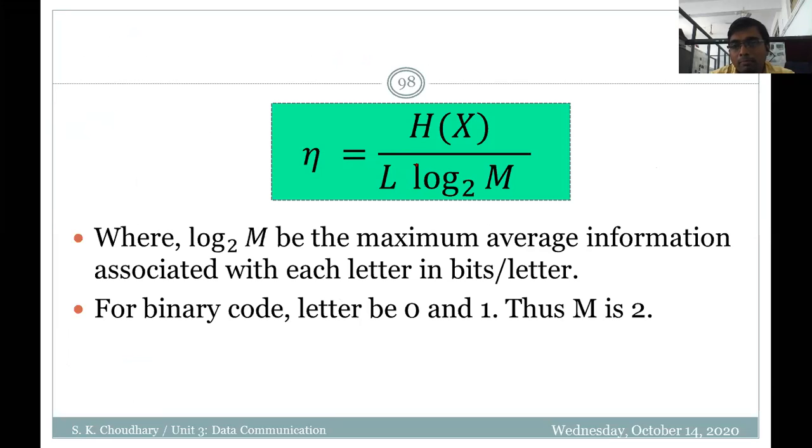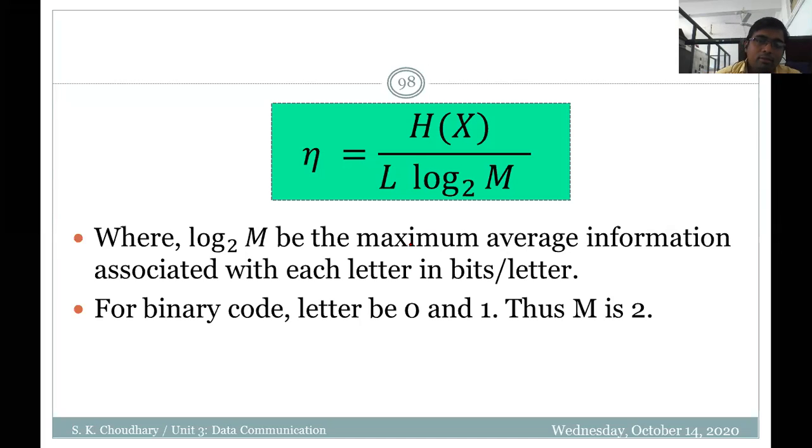So generally, levels are what? Binary 0 is a representation of some voltage level, suppose 0 volt. Binary 1 is a representation of another voltage level, suppose plus V. So maybe it is a possibility that you are using multi-level codes. At that moment, you would be required to use some other voltage levels like minus V. So there are 3 levels. At that moment, the previous formula is not valid. At that moment, this formula would be valid for the code efficiency.